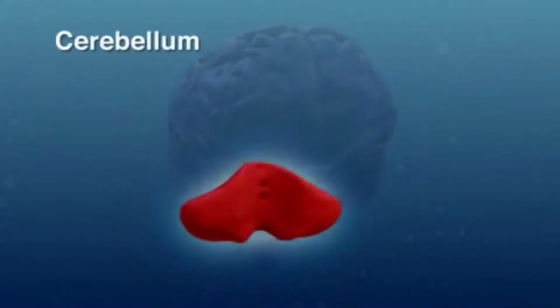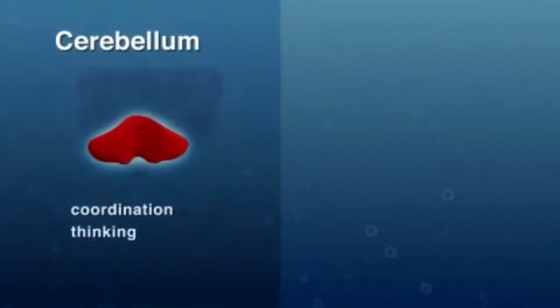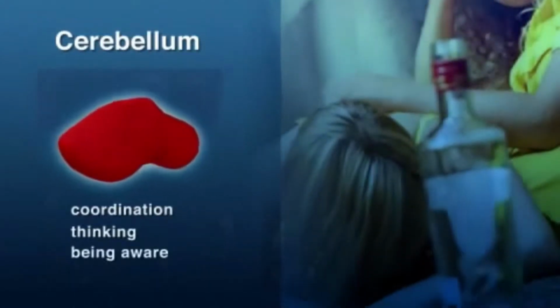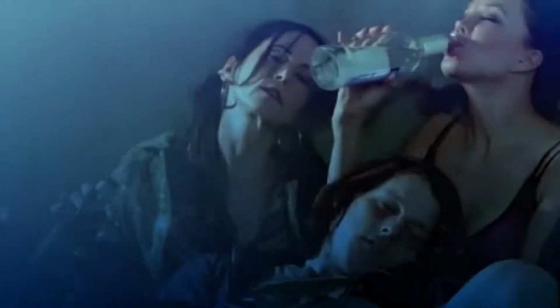Does this sound familiar? The cerebellum is important for coordination, thinking, and being aware. So again, you may have trouble with these skills when alcohol affects the cerebellum. That's why people affected by alcohol sometimes can't walk properly or lose their balance and fall.